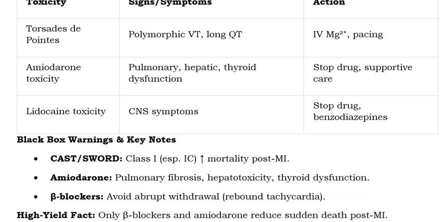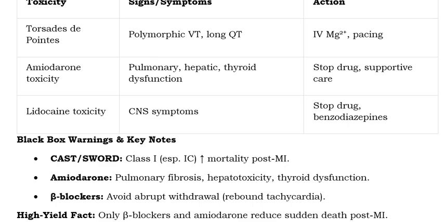Critical warning. Amiodarone's black box warnings: pulmonary fibrosis, hepatotoxicity, thyroid issues, huge potential risks. Beta blockers, warning about stopping them abruptly, can cause rebound tachycardia, worsen angina, even sudden death if the patient has coronary disease. Taper them off. Right. And that high-yield fact gets repeated. Only beta blockers and amiodarone have shown a clear mortality benefit, reducing sudden death risk after an MI.